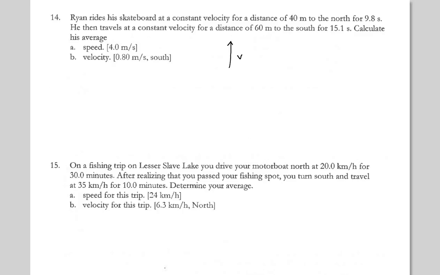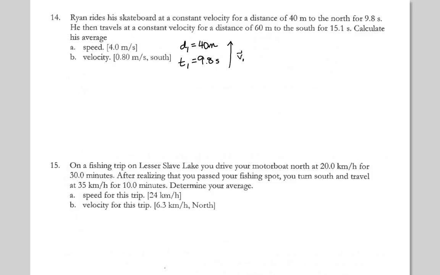Okay, so we have some velocity. We're headed north, for a distance of 40 meters for 9.8 seconds. So here we go with this: distance 1 of 40 meters and time 1 of 9.8 seconds. He then travels, so this is V1.